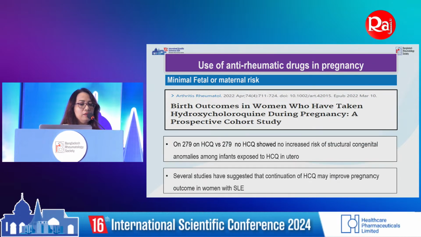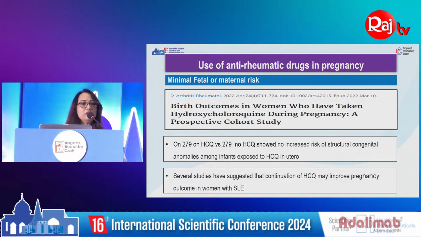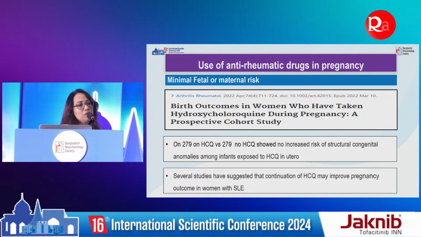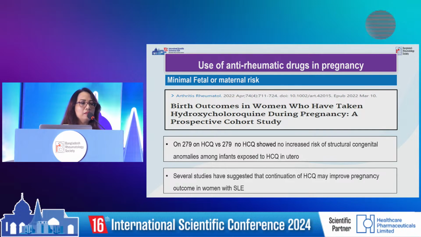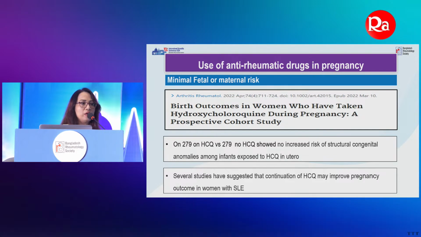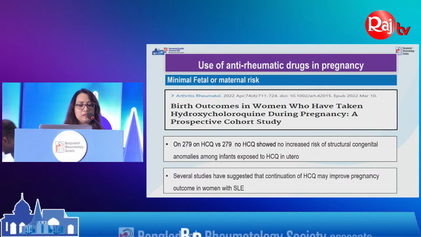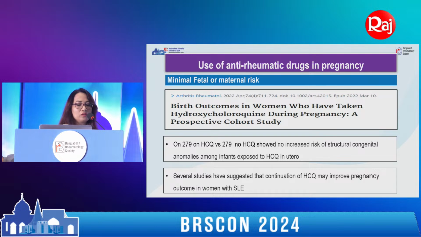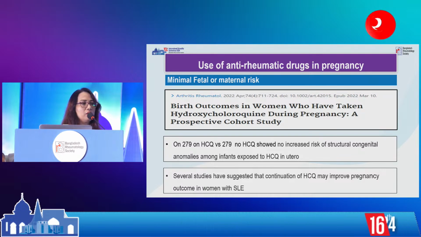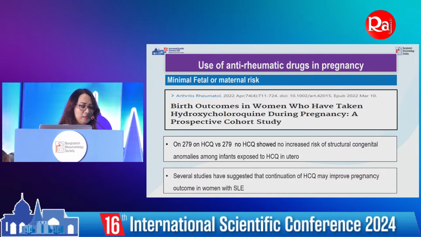So we were really worried. But after that, in 2022, another data was published that actually showed that, though the sample size was not that large, there were no congenital anomalies among the infants exposed to hydroxychloroquine. We all know many studies have suggested that continuation of hydroxychloroquine may improve pregnancy outcome in women with SLE.